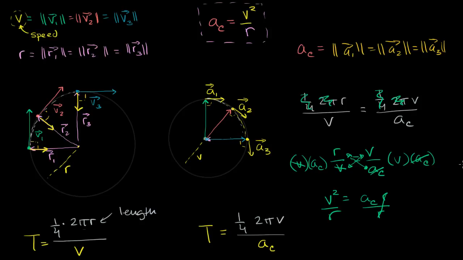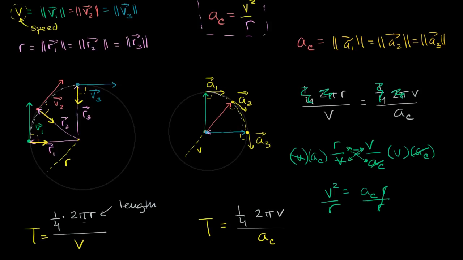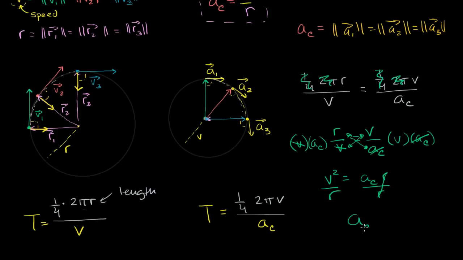And you are left with, and I guess we've earned a drum roll now, the magnitude of our centripetal acceleration is equal to the magnitude, our constant magnitude of our velocity, so this right here is our speed, squared, divided by the radius of the circle. And we're done.